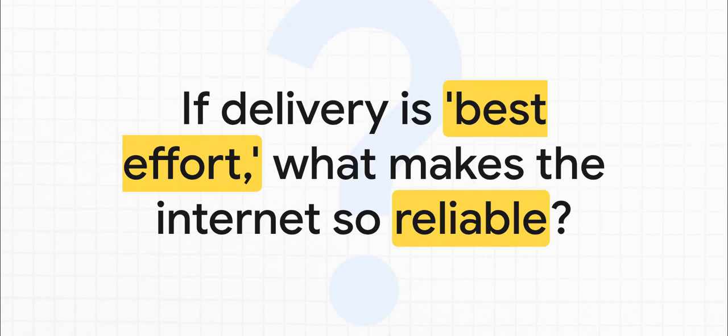So this leaves us with a really important question, doesn't it? If the internet's core delivery service is just best effort, if it's not even guaranteed, then what makes everything feel so reliable? What's the secret sauce that handles all the errors and makes sure our data actually arrives in one piece? Well, the answer is another protocol called TCP, and that's a story for our next explainer.